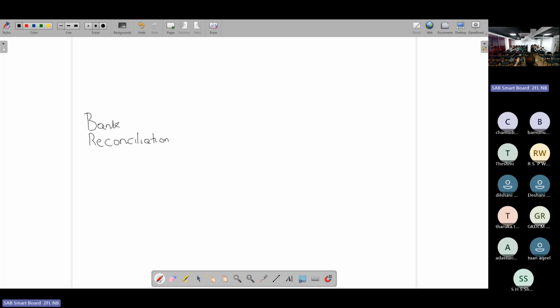With errors and mistakes, if you record in the books of accounts or cash book, you can't achieve your intended objective.